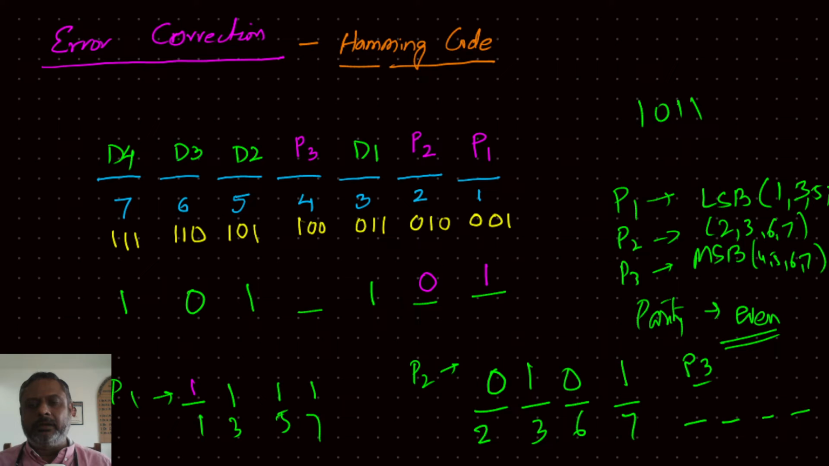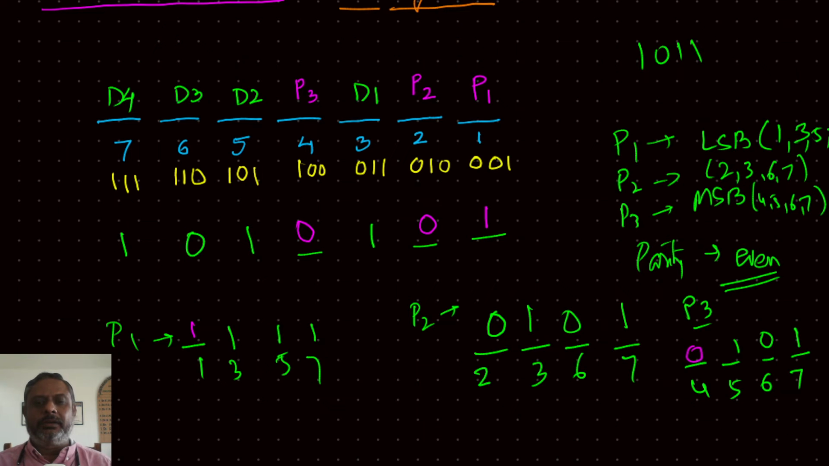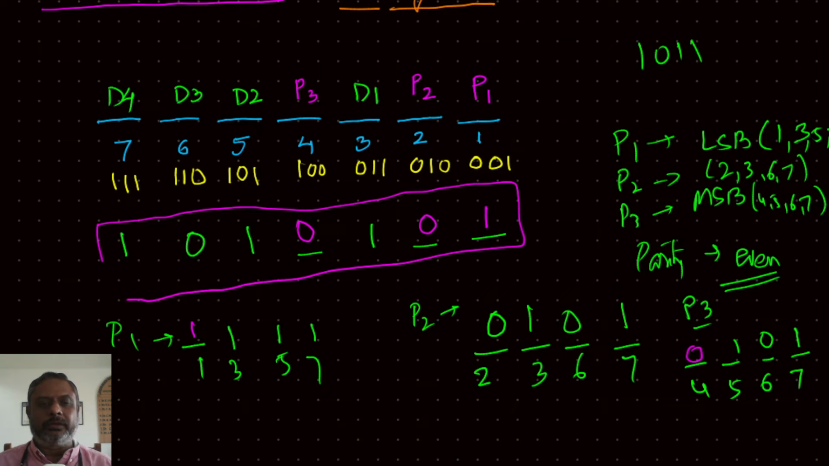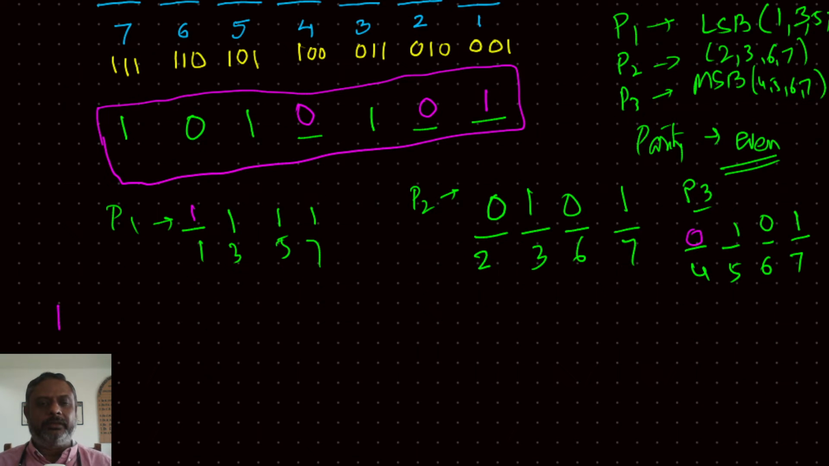P3 is for 4, 5, 6, 7. What is there at 4? 4 is still unknown. 5 is 1. 6 is 0. 7 is 1. So there are already 2, which means that the parity is already even. So we need to put a 0 at this place. So that completes the total, the data we need to transmit. So the data we need to transmit is 1 0 1 0 1 0 1.